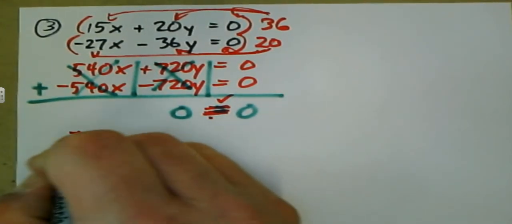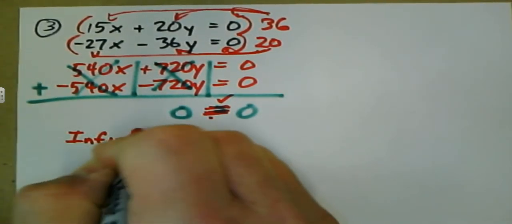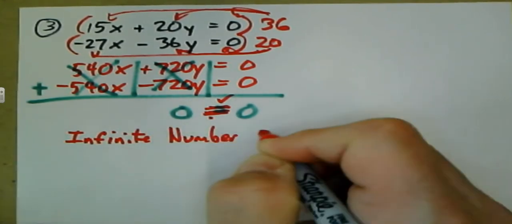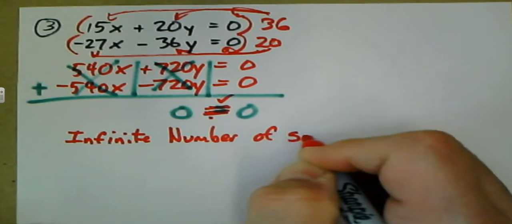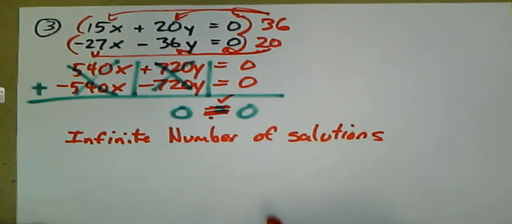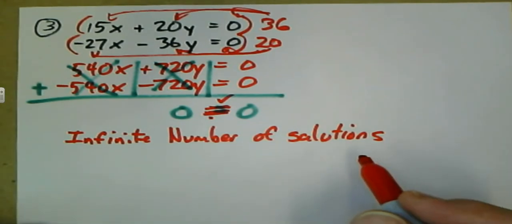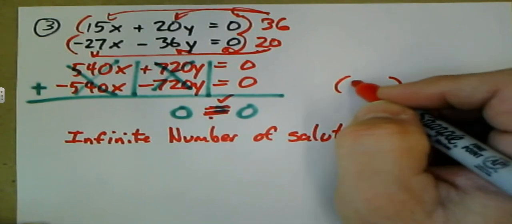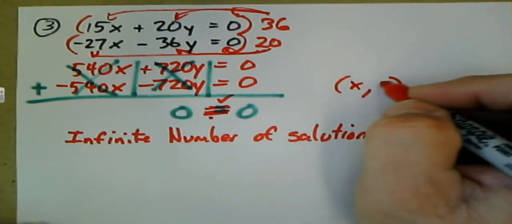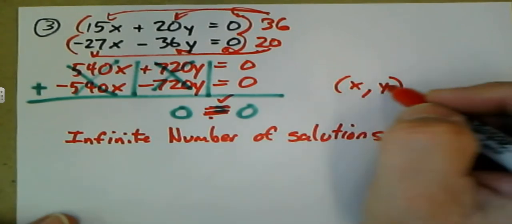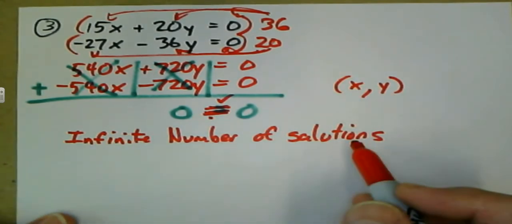Therefore, it is an infinite number of solutions. Why is it not all real numbers? Because it's coordinate points. We got a number here and a number here. It's a coordinate point. So we can't say all real numbers because it's not numbers, it's coordinate points. So we say infinite number of solutions.